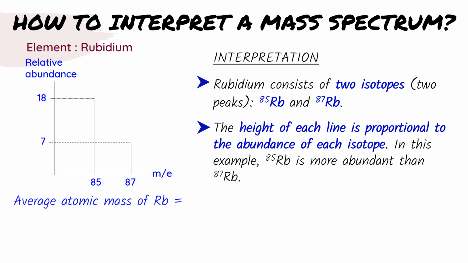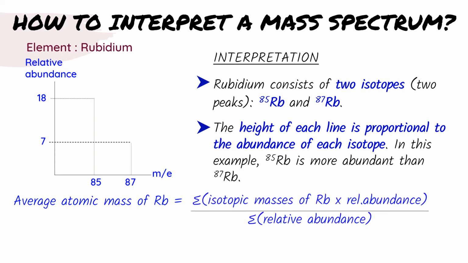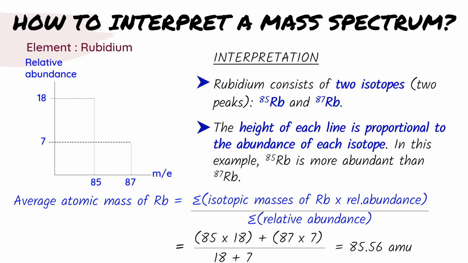To calculate the average atomic mass of rubidium from the mass spectrum given, we are going to use this formula: summation of the isotopic masses of rubidium times the relative abundance, divided by the summation of the relative abundance. This will tell you the average atomic mass of rubidium. Substituting the value into the formula will give you 85.56 AMU, which is representing the average atomic mass of rubidium.